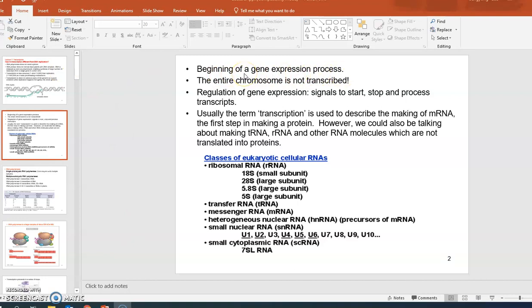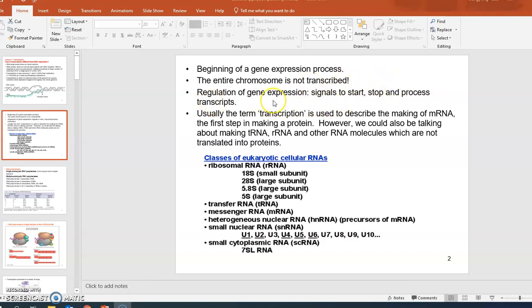When you say a gene is expressed, that means the genetic information embedded within a gene is used to develop a product. That product could be a protein, that's how we learned, or that product could be an RNA if that RNA is never translated into a protein. Whichever that is, we consider it a gene expression product, a final product developed out of the genetic information embedded in your DNA gene. Okay, and the entire chromosome is not transcribed. Like I said, that's a big difference between the transcription and the replication process.